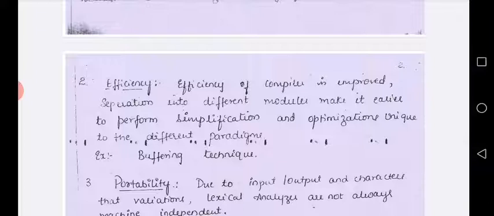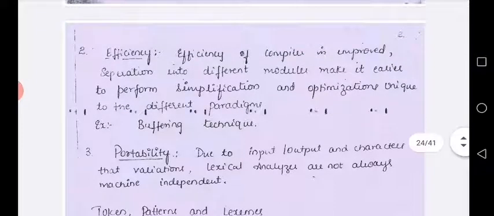If you skip either the syntax analyzer or the lexical analyzer, we are going to miss something. So we need the contribution of both analyzers, but if we make them separate, then we can get more efficiency. Efficiency in the sense that we can execute the program faster, by making simplification and optimization easier.